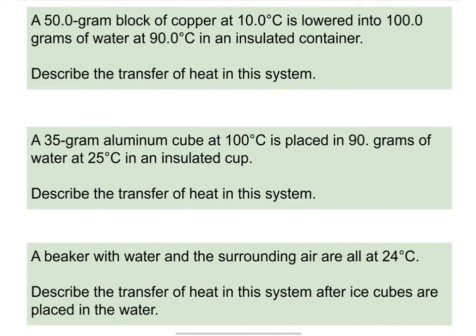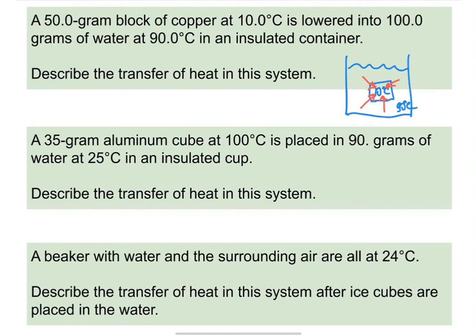Let's look at some practice questions. A 50-gram block of copper at 10 degrees Celsius is lowered into 100 grams of water at 90 degrees Celsius in an insulated container. Describe the transfer of heat in this system. Okay, so our block is at 10 degrees Celsius, a relatively low amount of energy, while water at 90 degrees Celsius has significantly more energy. So we expect water to be sharing the energy with the block. The flow of energy would be from the water into the block.